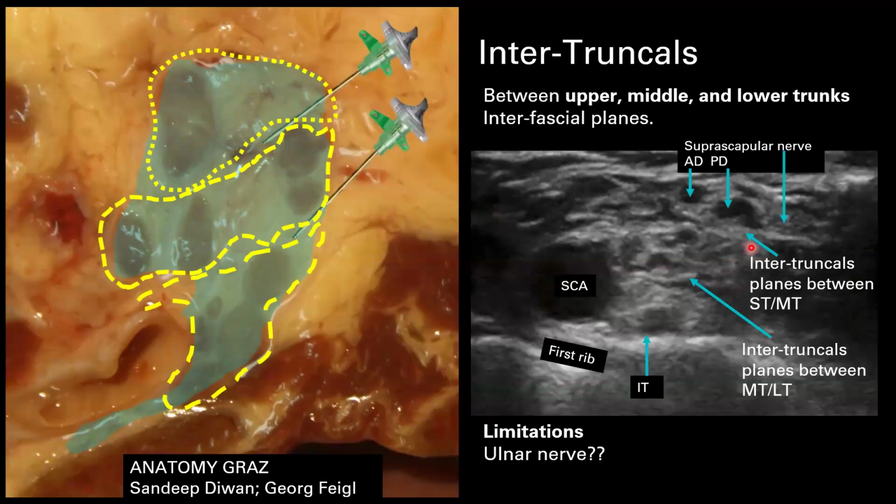So that's the intertruncal. So this is the plane. This is the superior trunk, the suprascapular, anterior and posterior divisions, and this is the middle trunk. You can find the plane here. Then you can find another plane here, and you give another injection of local anesthetic here. And you really don't go to the corner pocket. But probably there is also sparing of the ulnar nerve in this particular area.